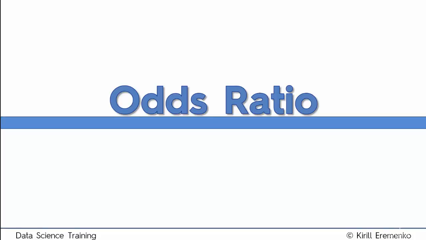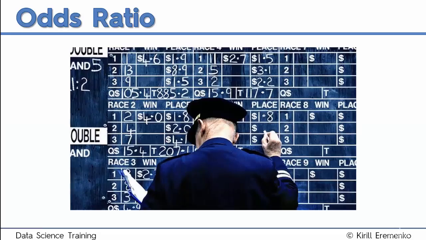Odds ratio. We hear about odds quite a lot when it comes to sports, whether it's betting on horses or on soccer matches or even gambling. And I bet you've heard phrases like the odds are 10 to 1, or the odds are 7 to 5, or the odds are 3 to 2 in favor of this and that, and etc. And today we will talk about odds. We will try to understand what exactly odds is.